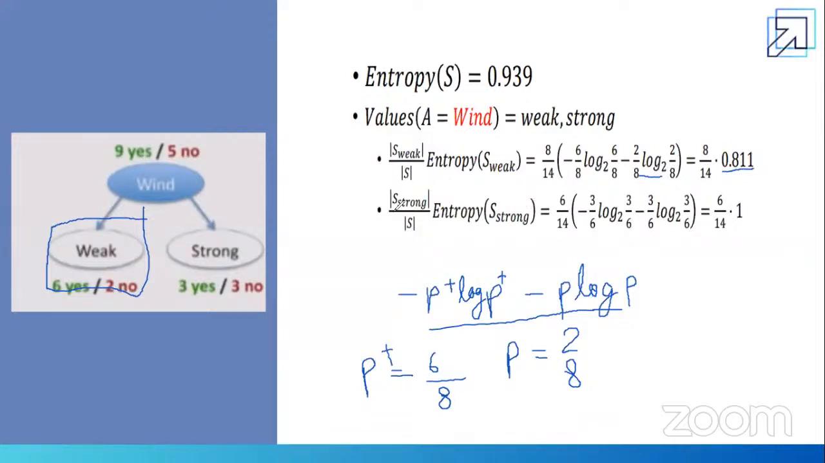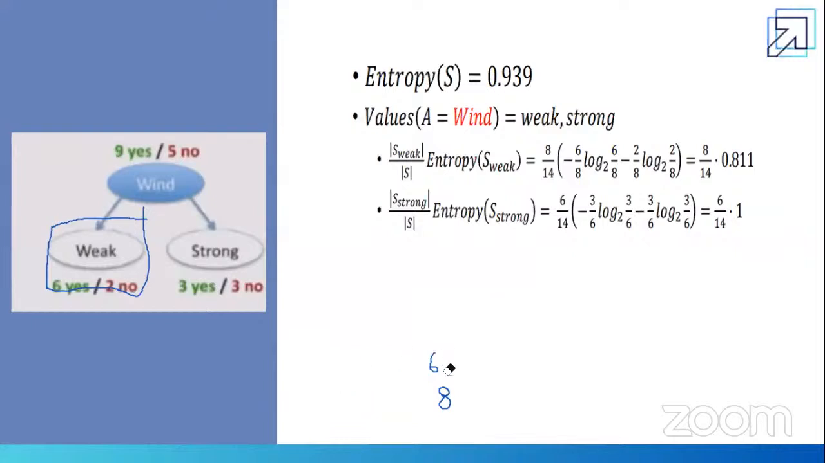Okay. Similarly, we will go for strong. The observations for strong are 3 plus 3, 6 out of total 14. 3 are positive and 3 are negative. So here this entropy becomes 1 and this value is multiplied with 6 by 14. Understood? Is this part understood? If we split our data on wind, then this will be our information gain. Is the mathematics understood? I hope I made it clear.